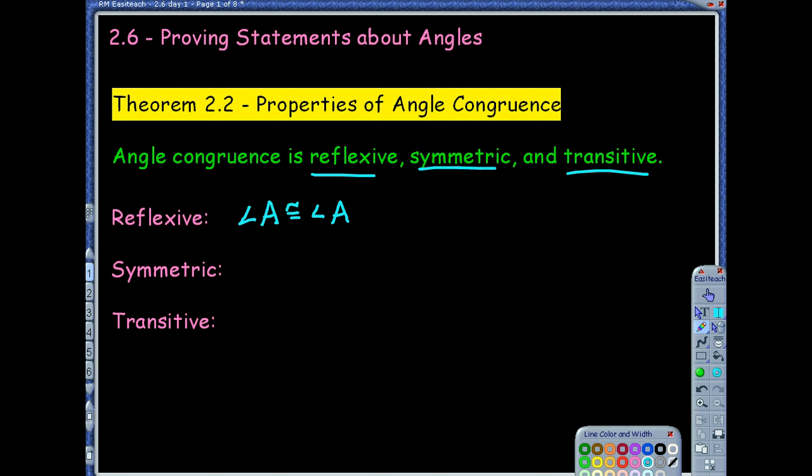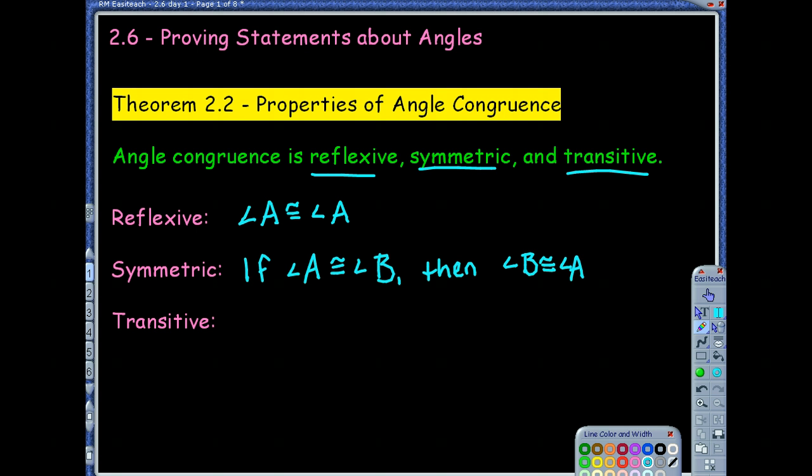Now, what about symmetric? Well, symmetric is that rewriting. So I would say if angle A is congruent to angle B, a different angle, then I can say angle B is congruent to angle A. Just rewriting it.